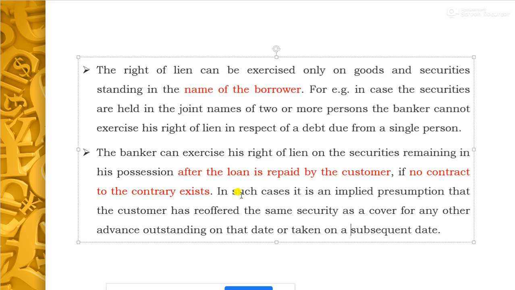Here there is an implied assumption that the customer has reoffered the same security as a cover for any other advance which is already taken or which will be taken on a future date. So that's another feature of banker's right of lien, that is even after the repayment of loan, in case any security is in the hands of the banker, then the banker can exercise the right of lien provided there is no contract to the contrary. So these are the features of banker's right of lien.